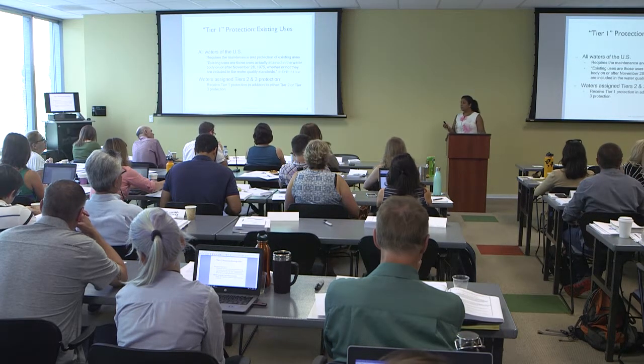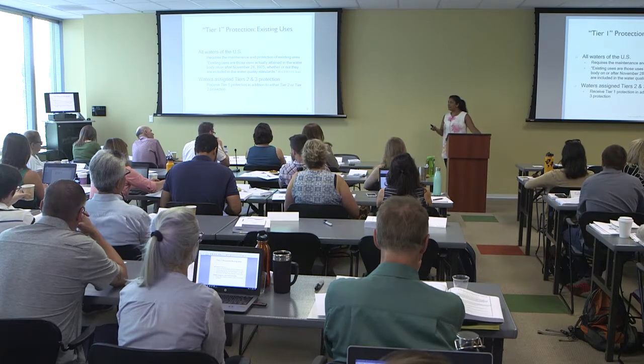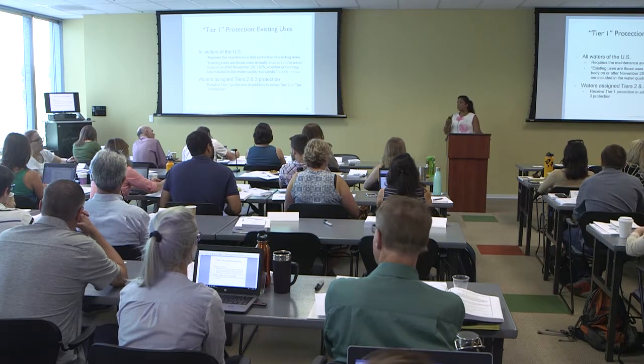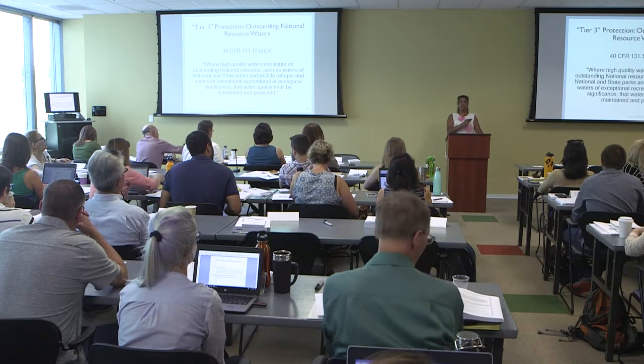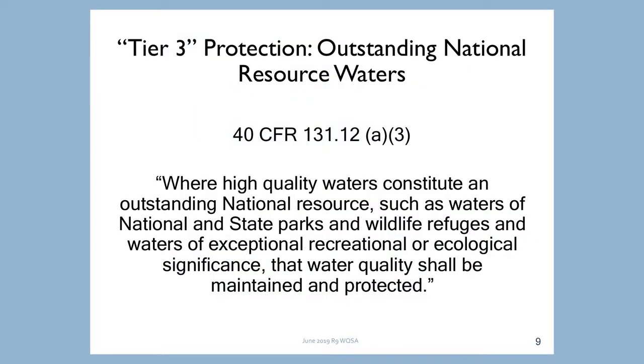The only real guidance we have on which waters to list is in the regulatory language that talks about waters of national and state parks and wildlife refuges and waters of exceptional recreation or ecological significance, that water quality shall be maintained and protected. Really, which waters are Tier 3 waters is at the discretion of the state. The agency has no authority to tell a state which waters have to be assigned for Tier 3.